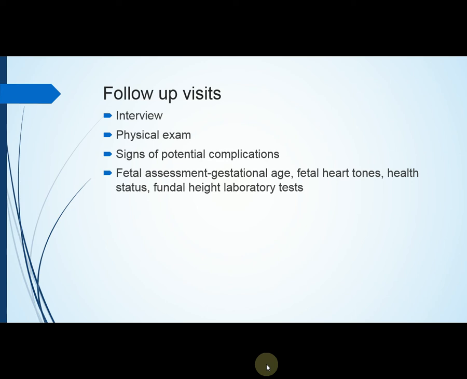GBS, Group B streptococcus, is tested only between 35 and 37 weeks. Again, gestational diabetes is tested between 24 and 28 weeks.